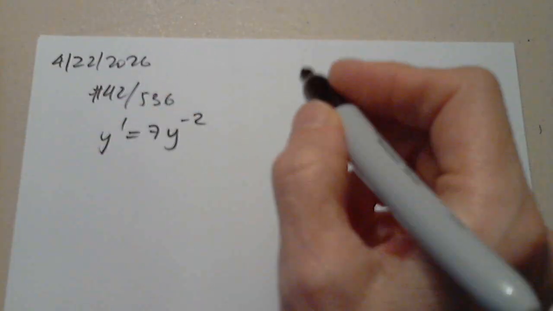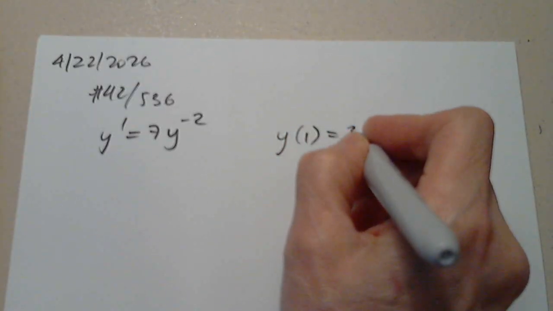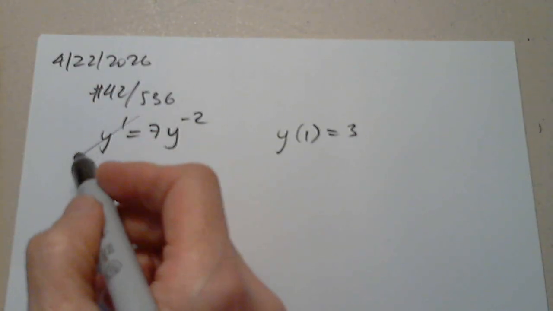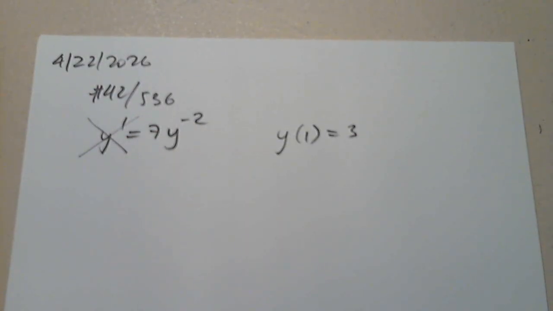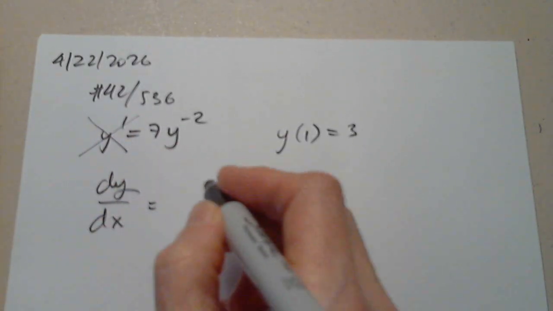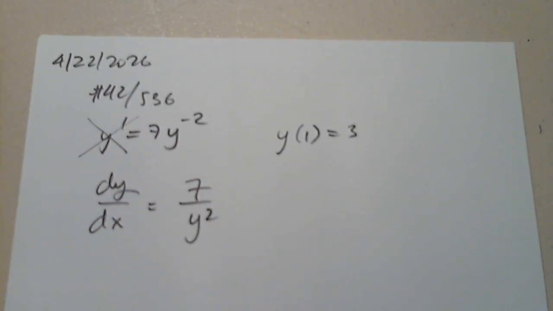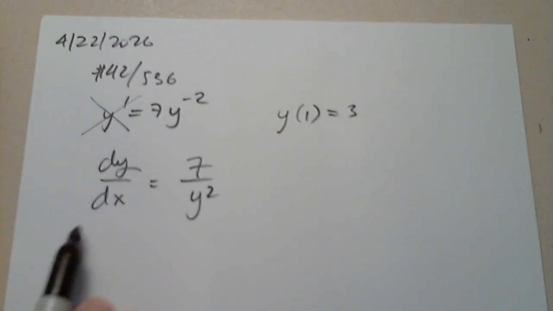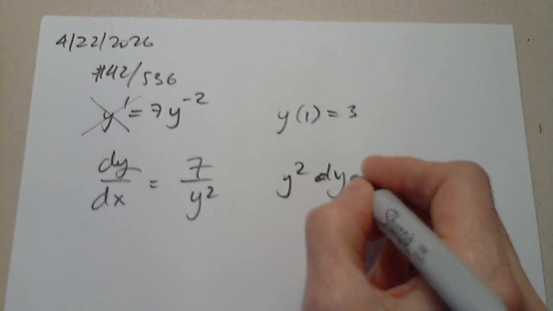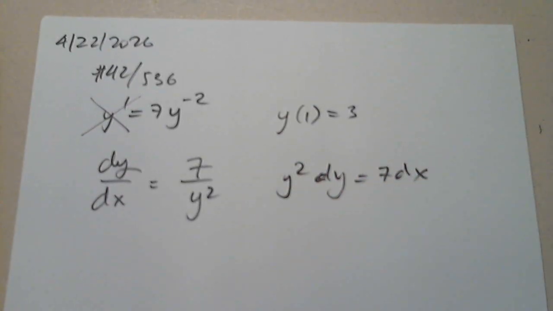We had y prime equals 7 over y squared, and we're given a point, an initial condition, that when x is 1, y is 3. We know that we cannot use this notation. We have to replace it by dy over dx equals 7 over y squared. Basically, I'm going to cross multiply, and I have y squared dy equals 7 dx.